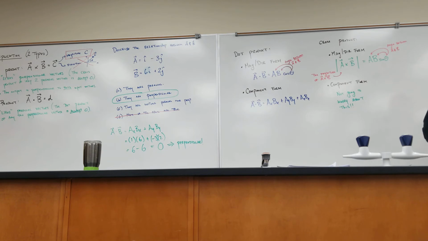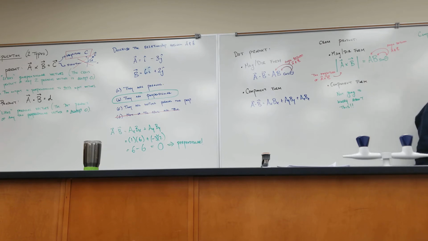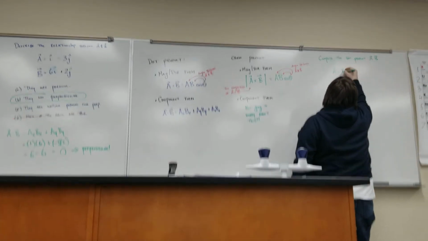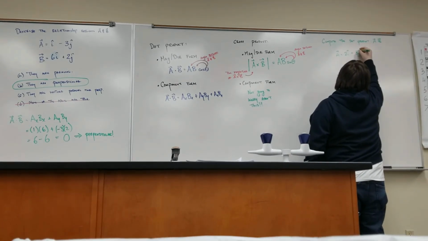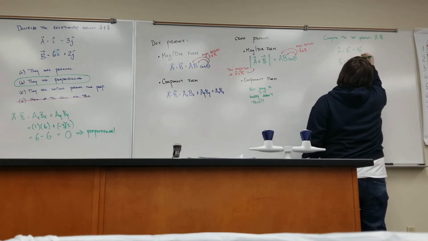All right, let's imagine now that I had two random vectors. I didn't choose them specifically to be perpendicular. So what I want to say is compute the dot product A dot B, where A is 2I plus 3J and B is 4I minus J.